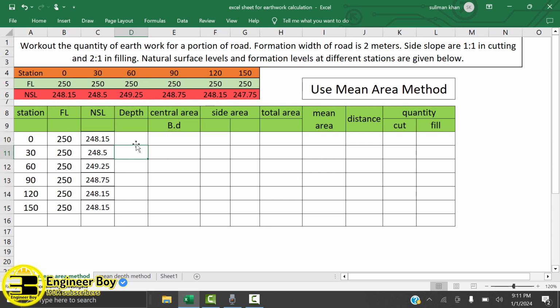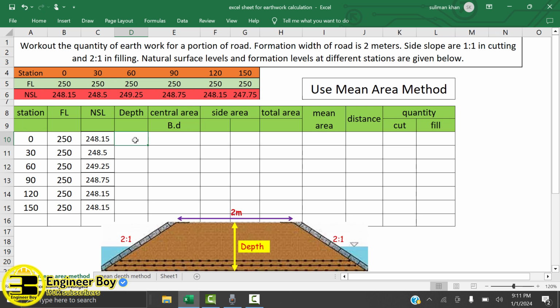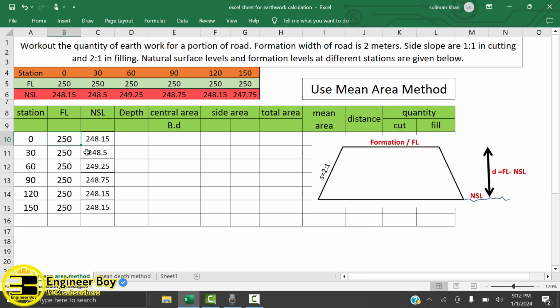Now we are good. Let's determine the depth for each station. Now what does depth mean? As you can see, the section can be a trapezium because we have side slopes. The depth means just the distance between the NSL and the formation level. So this is called the depth. The depth for each station can be determined very easily. We're going to subtract the NSL from the formation level.